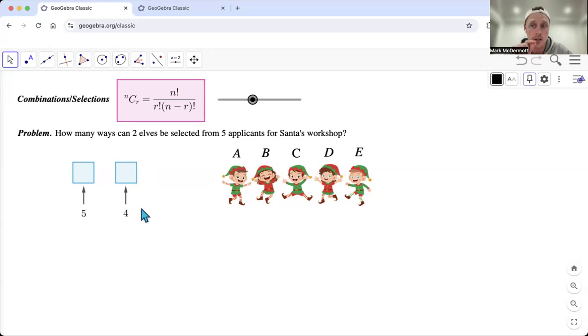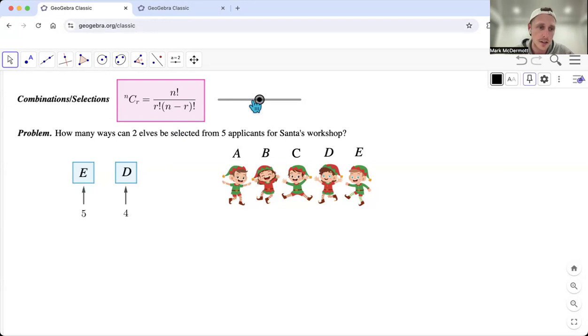Now I'll say that again because my language is important there. 5 elves arranged into 2 positions is 20, but we're not interested in arrangements. We're interested in combinations or selections. So what that means is we actually don't care about the order. Selecting elf A and B is the same as selecting elf B and A. Doesn't matter which position they're in if you're selecting for two positions here. A and B is the same as B and A. So we need to basically eliminate all the double ups, and that's what this is all about.